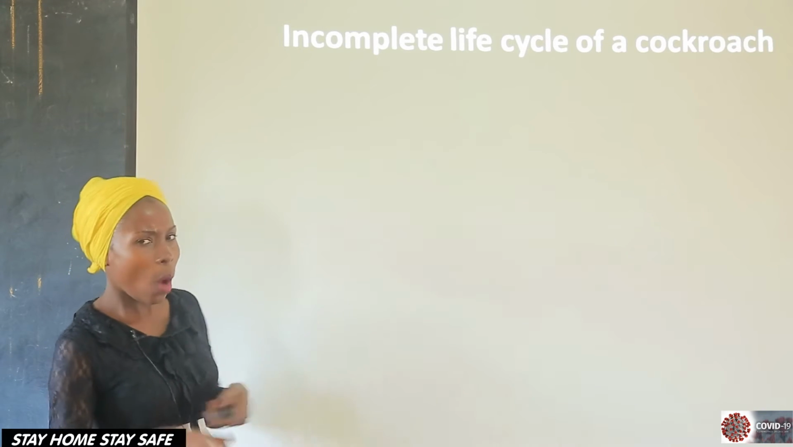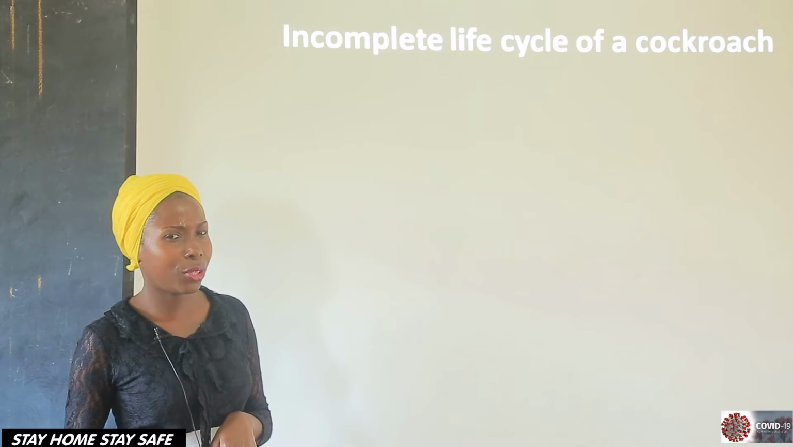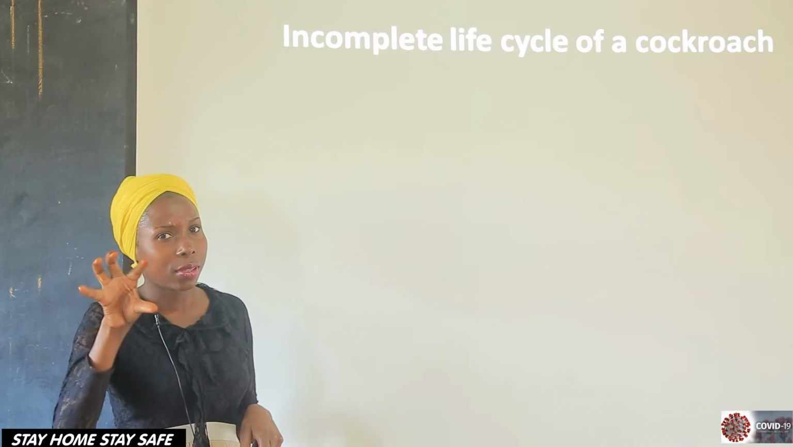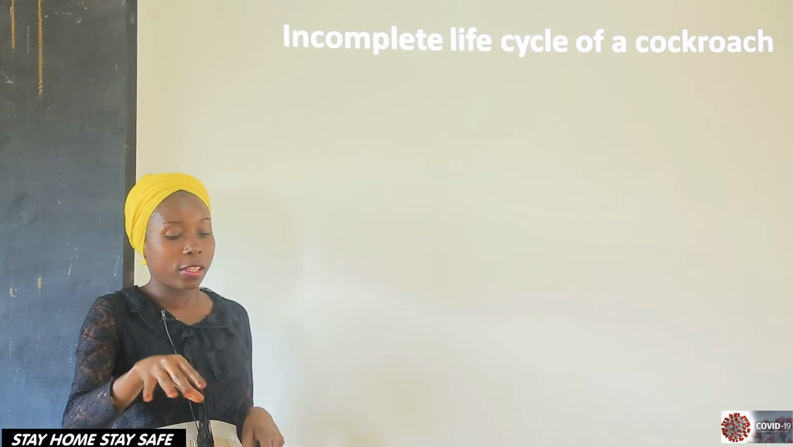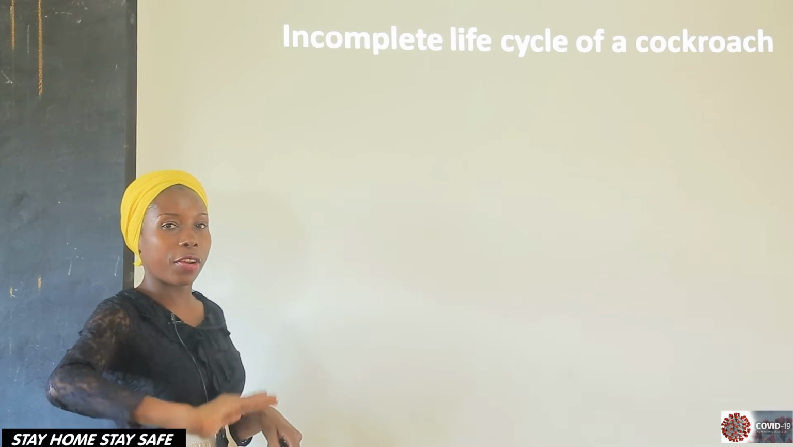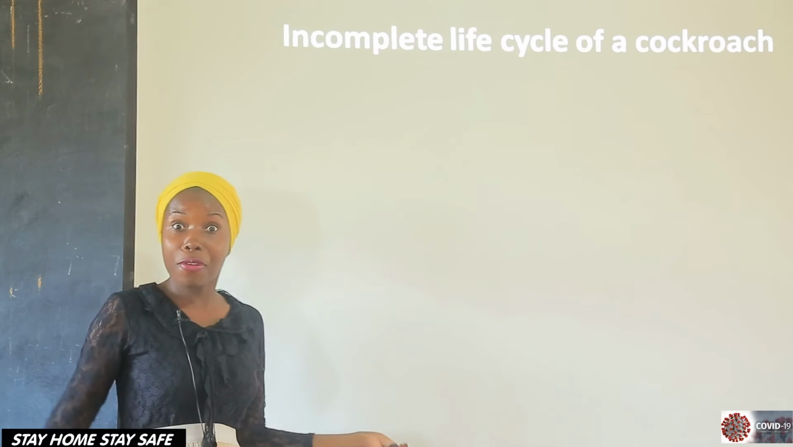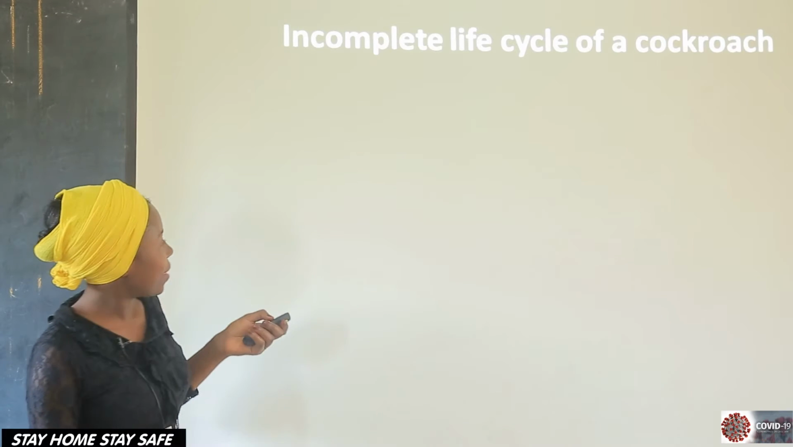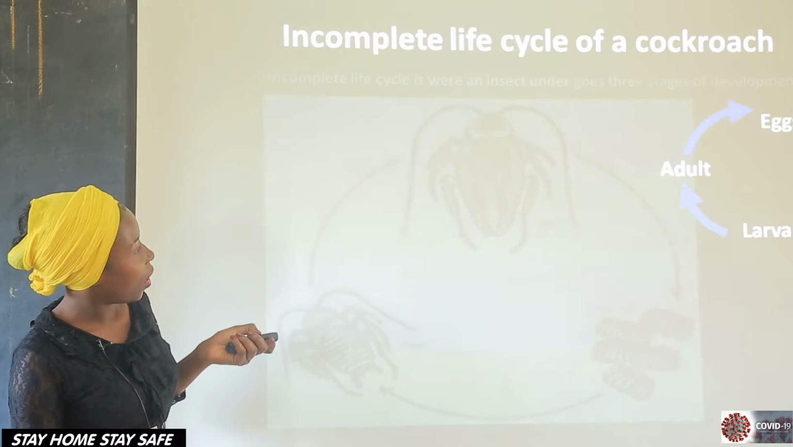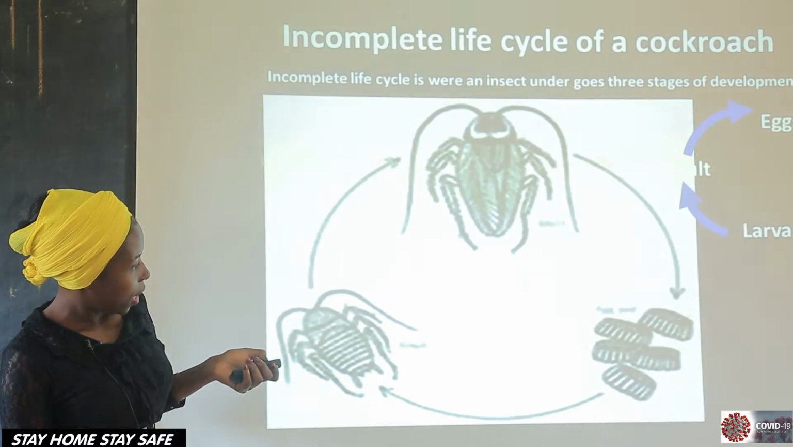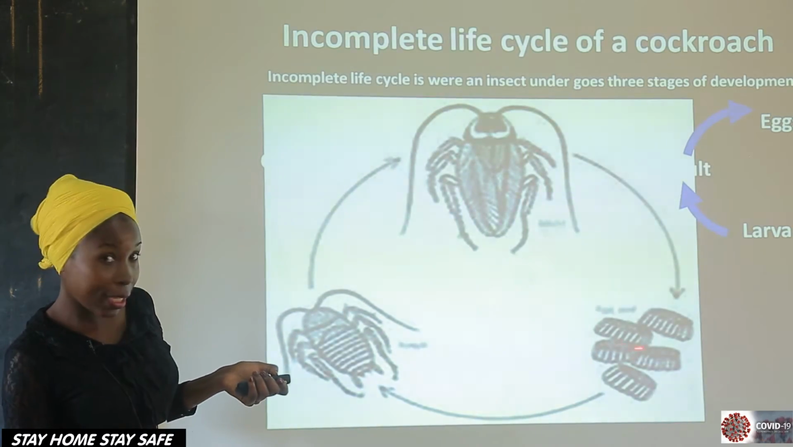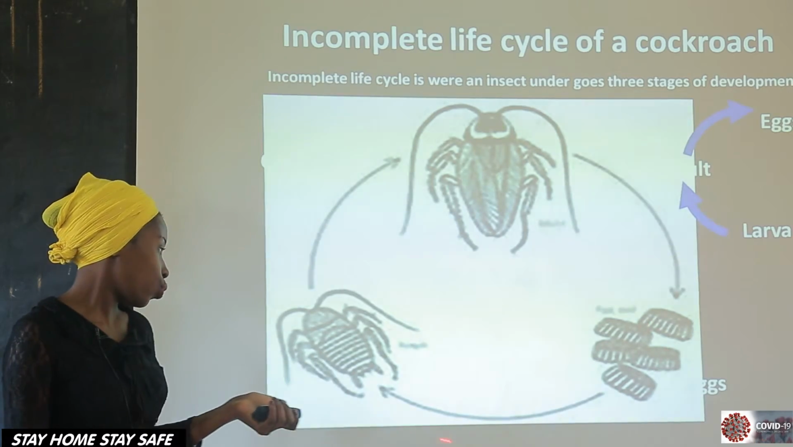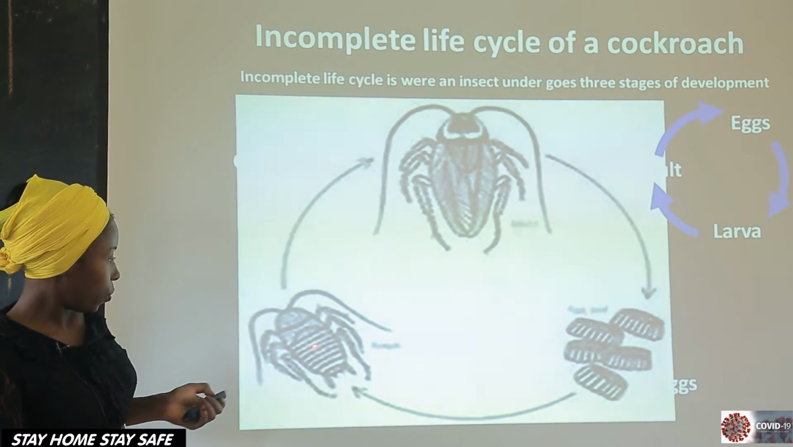So let's see how a cockroach comes about. Do you think you know? We said it skips the pupa stage, right? Yes, so from the eggs, it goes directly to the larva, and from the larva, boom, to the adult. Let's see. You see the eggs? Who has laid the eggs? Of course, the adult has laid the eggs, and then these eggs will straightly turn into the larva.